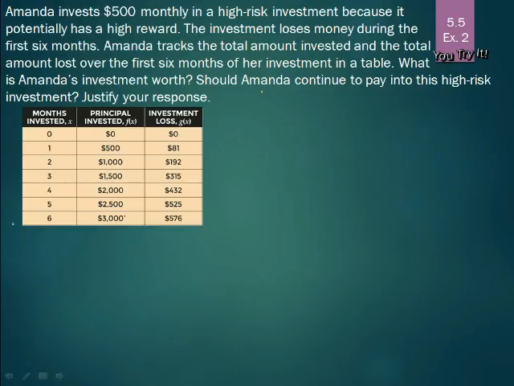Subtracting here, we first see that the delta x here, 6 minus 5 is 1, 5 minus 4 is 1. It goes by 1 every single time. And so that works. And then going for the principal invested here, 3,000 minus 2,500 is 500, and so on. And each one here subtracts to 500, which means that this will be a linear function.